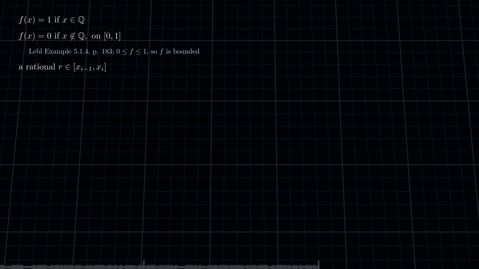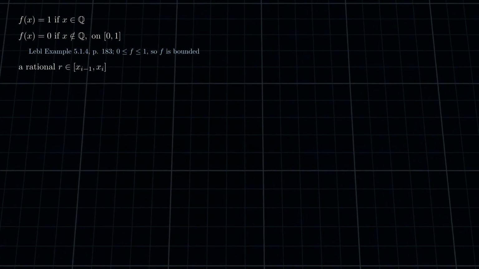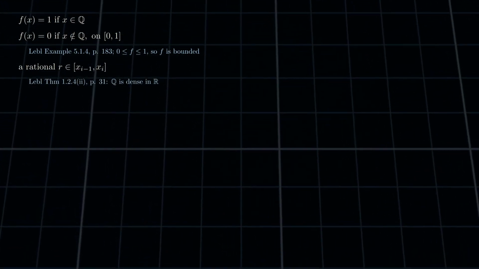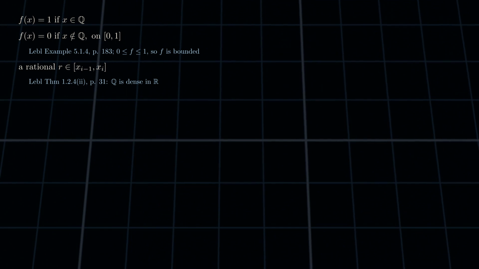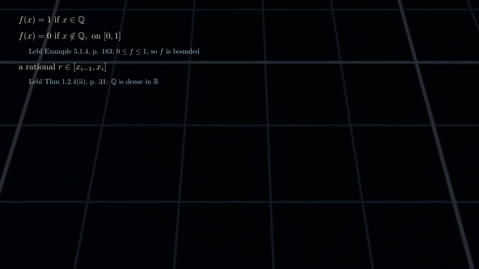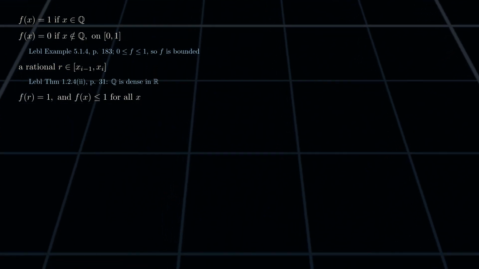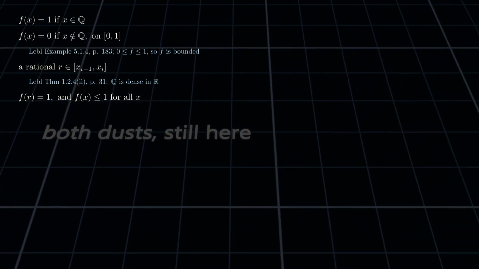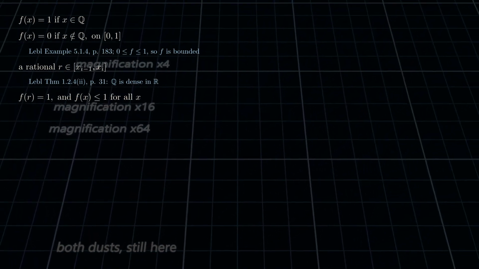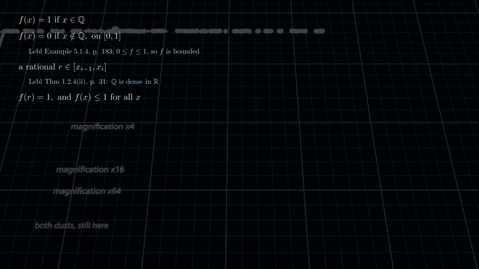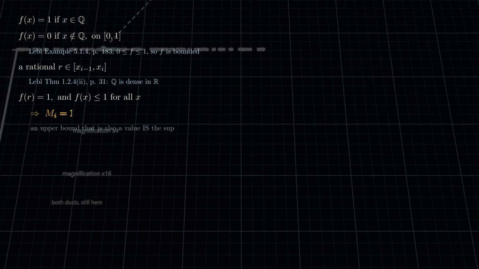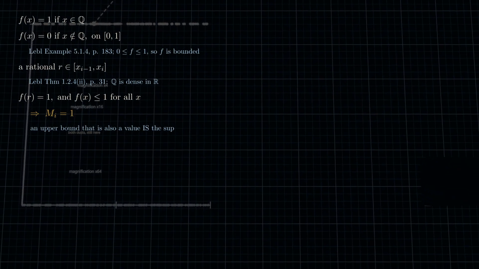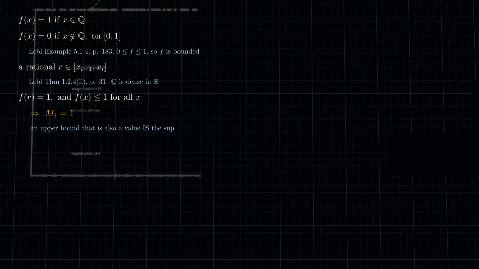Question 1. The supremum there. We need a rational inside. Our Lebl's theorem 1.2.4 part 2 gives one. Between any two real numbers, there is a rational. That is what dense means. So the strip holds a rational r, and f of r is 1. 1 is a value, so the supremum is not below it. And f never exceeds 1, so 1 is an upper bound. Both an upper bound and a value. That is the supremum. Big M_i is 1.